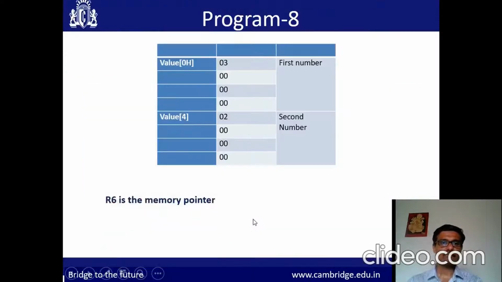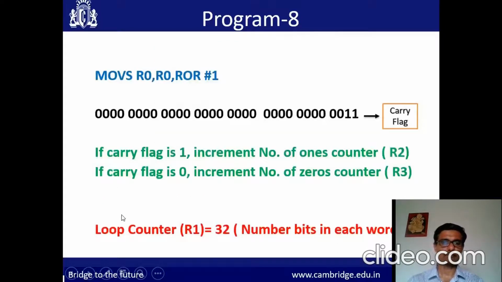And how do you perform the counting? Before that, we'll see how these two numbers are stored in the memory. This is the memory layout. Here, the first number is 00000003, and this is the second number. So they occupy 4 bytes each. We use R6 as a memory pointer in our program.